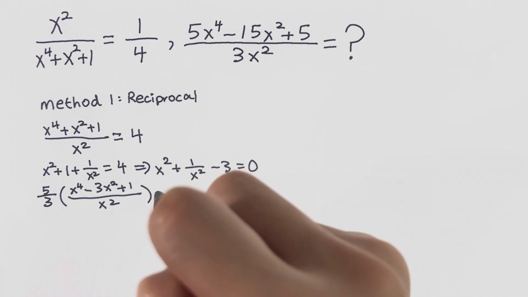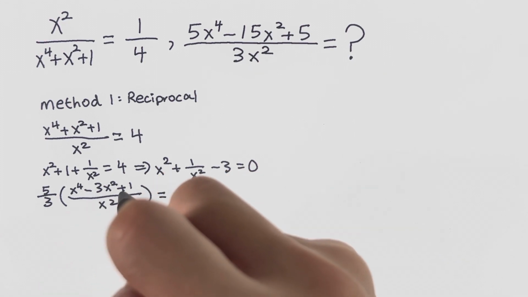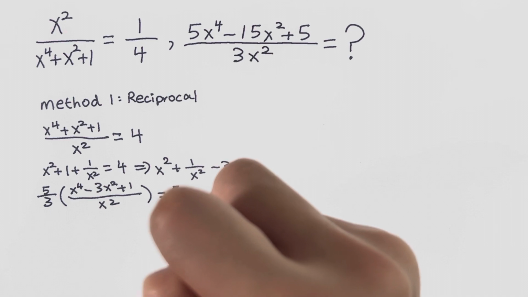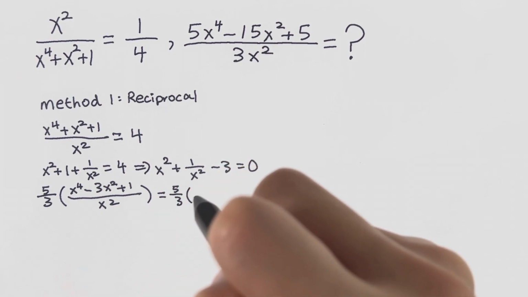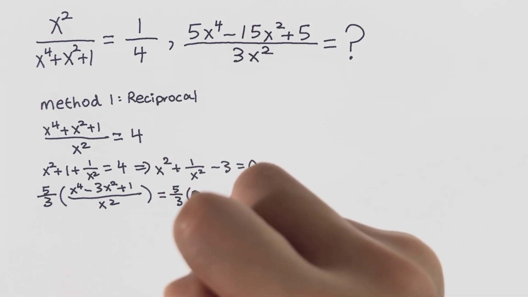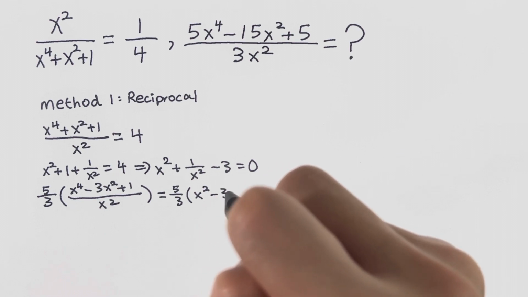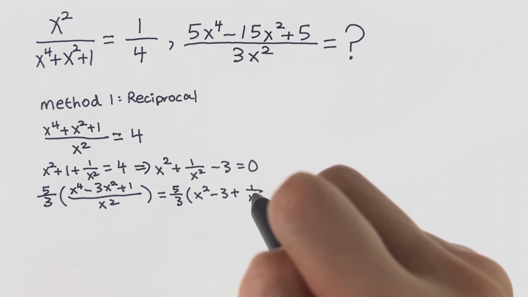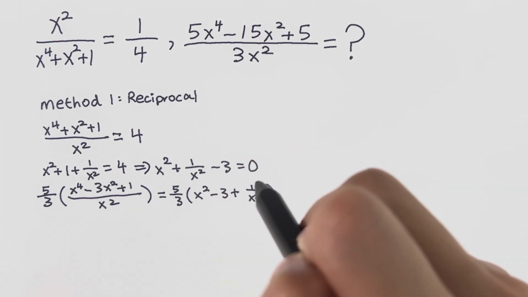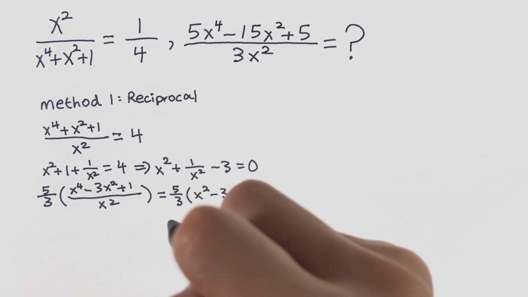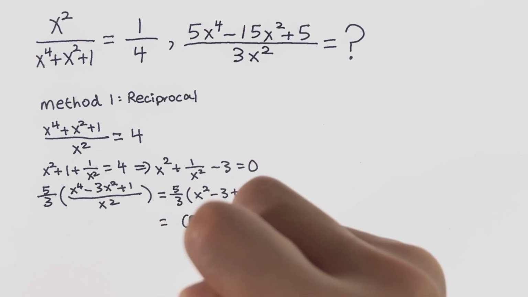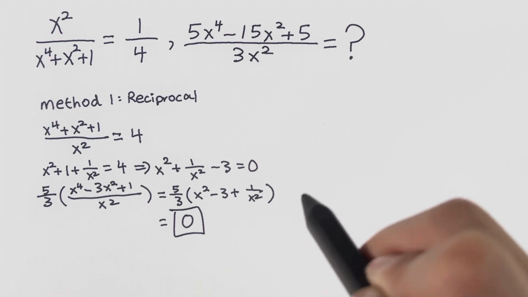And then this will equal to, once again, divide each of these terms. So 5 over 3 times x squared minus 3 plus 1 over x squared. And we already know this equals 0. So the answer will just be 0. We have a second method.